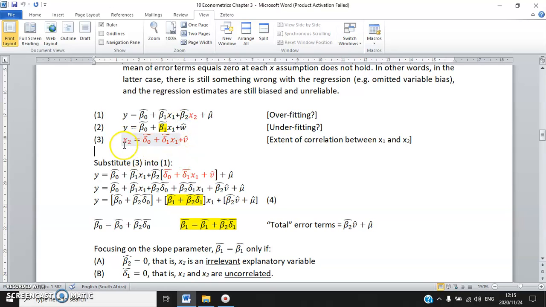And then I run a third regression. X2, the omitted explanatory variable, is a function of x1. Okay, and this term, I don't know how to say this in English. Is it called lambda or theta? I'm not sure. Okay. This slope parameter shows the relationship between x1 and x2.